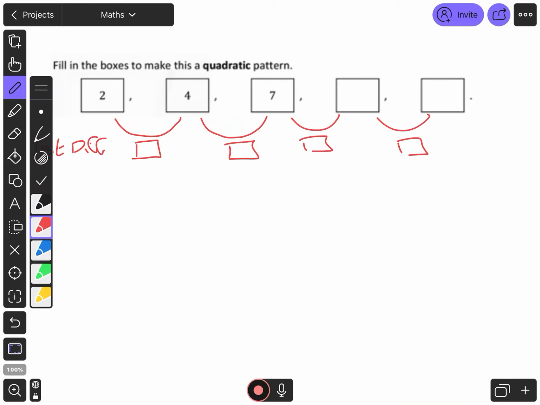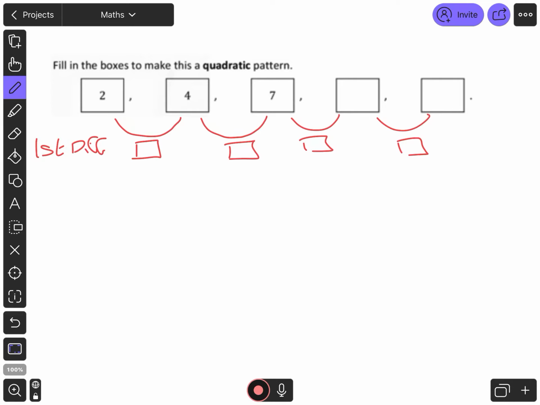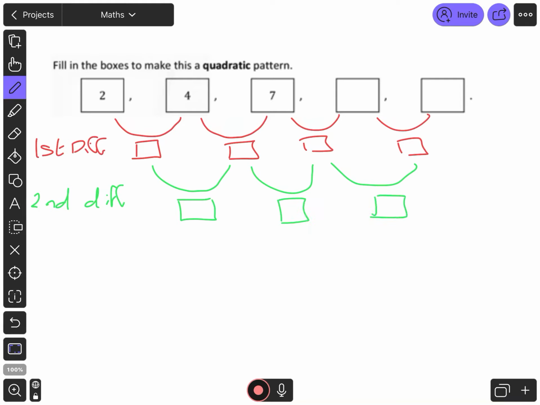Okay, I need to do the exact same thing again, so I'm going to get a different color. Because it's a quadratic, I need a second difference. So I need to go in between those boxes, and this is called my second difference. Then I draw my boxes under the green lines. Okay, so there's my quadratic pattern.